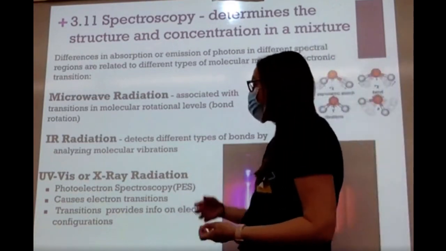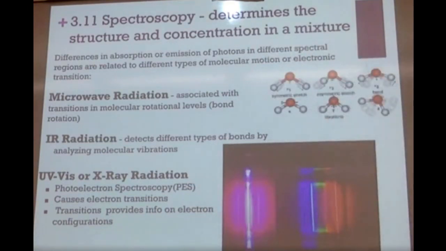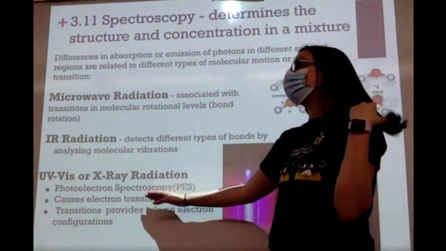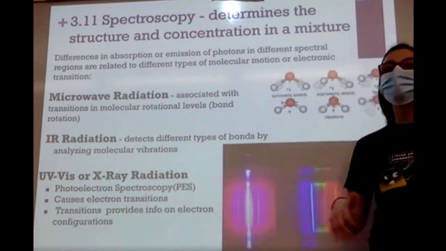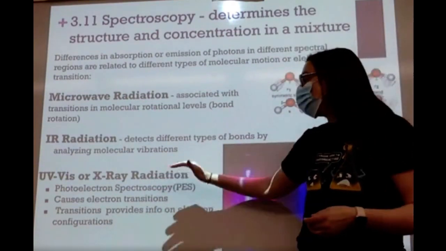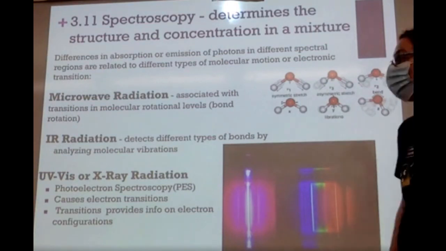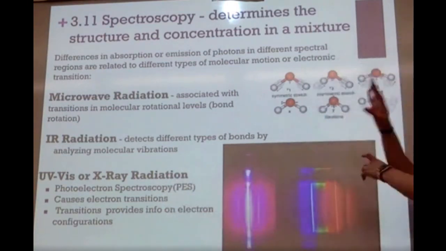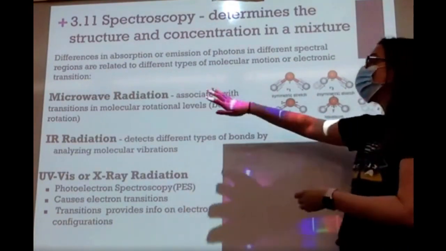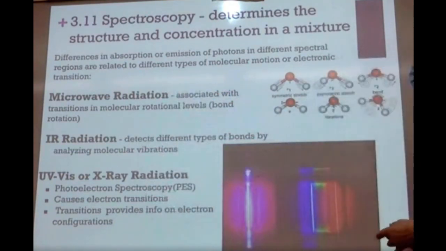We've looked at different types of X-ray radiation. Photoelectron spectroscopy has its own topic. That looks at removing electrons. We're looking at removing electrons from an atom. So UV vis or X-ray radiation looks at electron transitions, looks at electron levels. And so this actually ties into the electromagnetic spectrum. But the 3 types of radiations that we need to know are microwave, infrared, and UV vis. And that's given on topic 11 on the unit guide.